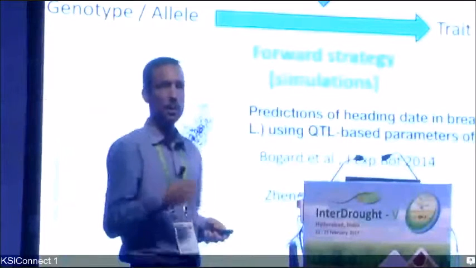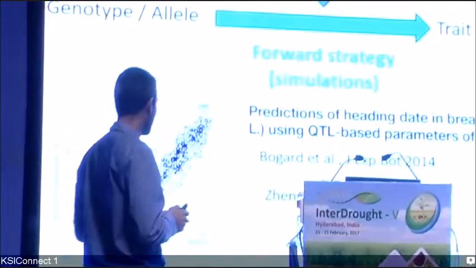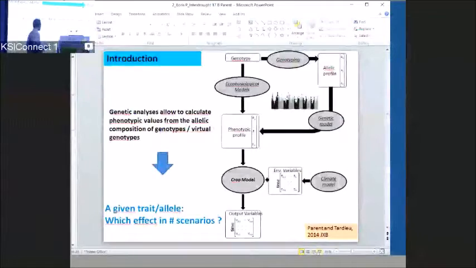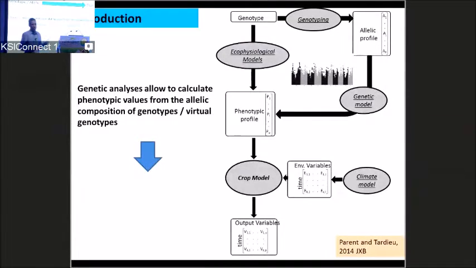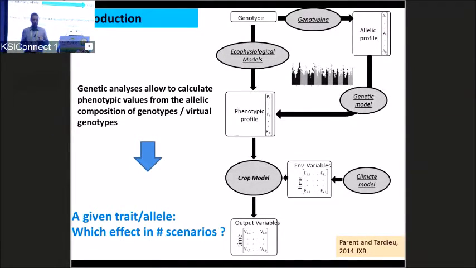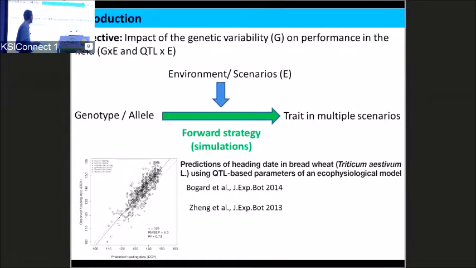So there are only a few examples in the literature. There are more proofs of concept. One which has passed the proof of concept is to simulate heading date in bread wheat from an ecophysiological model with parameters estimated with QTLs. That's a bit older, but that was also a proof of concept.